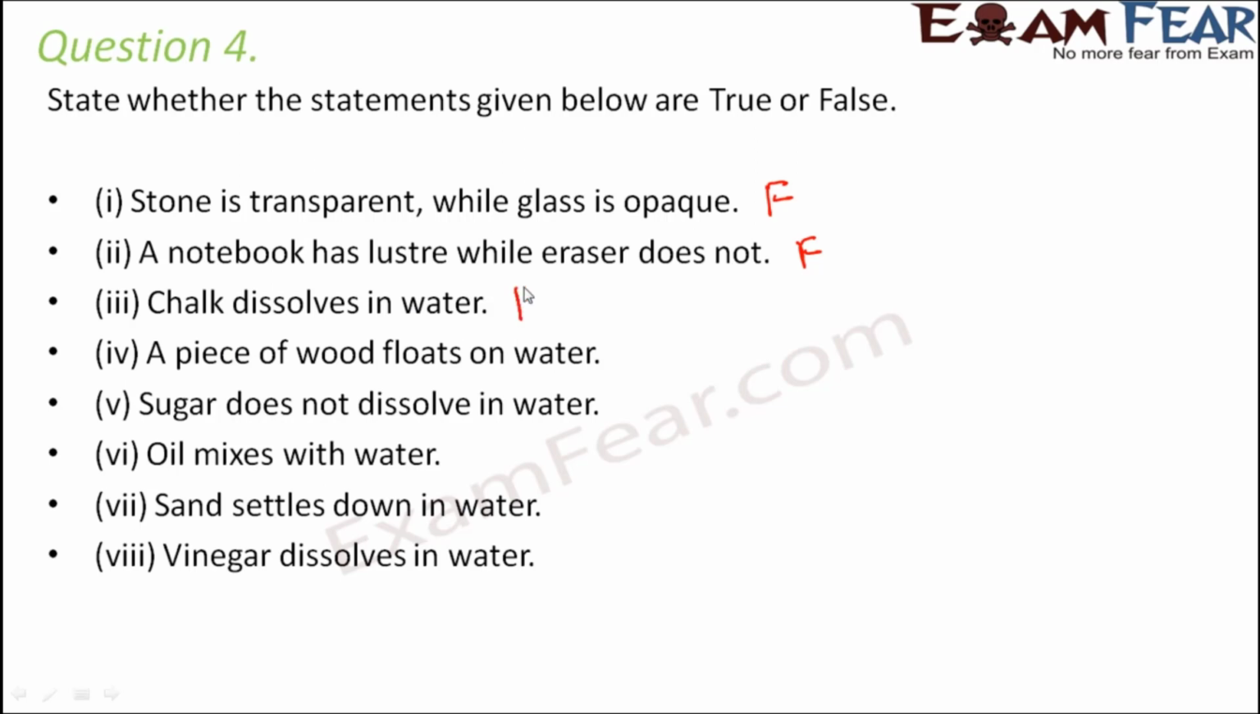Chalk dissolves in water. That is again false, because chalk powder is insoluble in water. A piece of wood floats on water. That's true, because wood has lesser density than water, so it tends to float on water. Sugar does not dissolve in water. That's again false, because sugar is highly soluble in water. Oil mixes with water. That is again false, because oil and water never mix completely. Oil will always remain on the top of water.